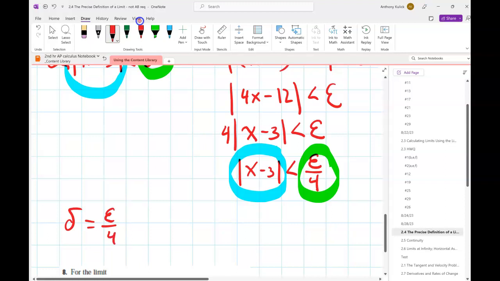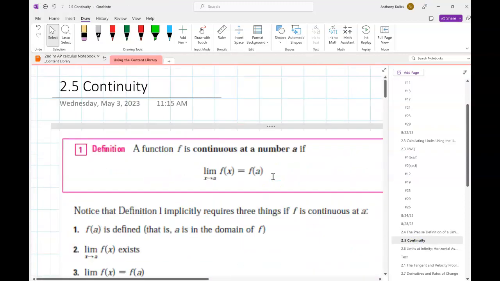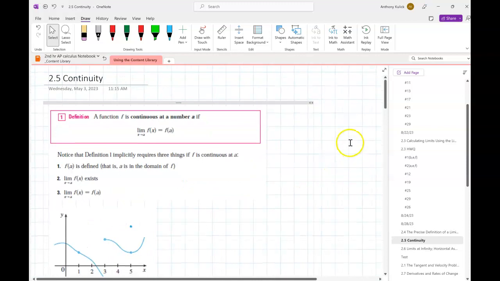All right. That feels like that's enough of that. Okay. So let's start 2.5 then. Okay.